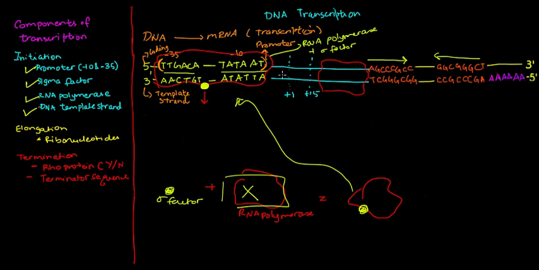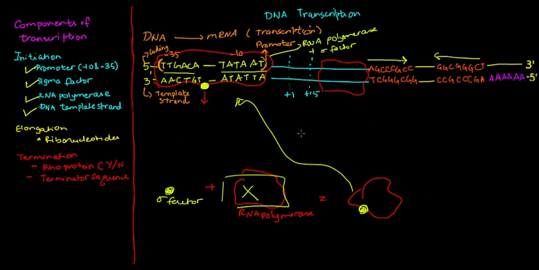Elongation consists of adding ribonucleotides to the 3' hydroxyl ends of the previous ribonucleotides. If I have A, C, G, T on my DNA template strand, my mRNA would start with U, G, C, A. This would be my mRNA, and this is a completely hypothetical example.